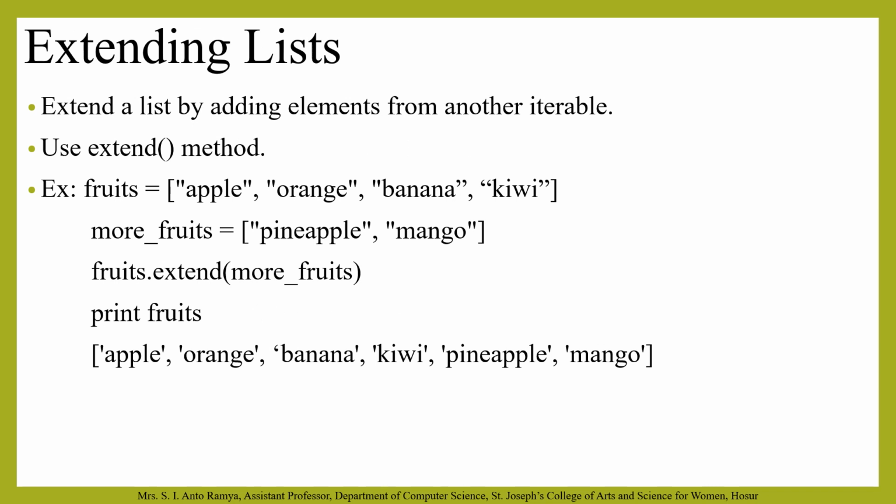Next one is extending list. If you want to add another list, meaning there is already one list, and with that you're going to add the values from another list, that can be done using the extend method. The example: fruits is equal to apple, orange, banana, kiwi. More fruits is another list: pineapple and mango. So now fruits is the first list name. Fruits dot extend of more fruits, where more fruits is the second list name. So more fruits values will be added to the first list, that is fruits. So now if you print fruits, you can see apple, orange, banana, kiwi, pineapple and mango.